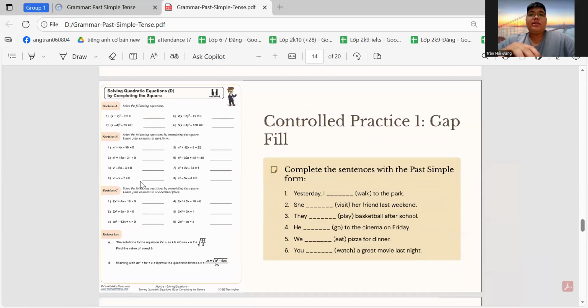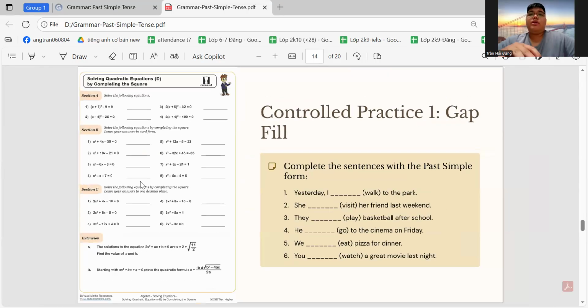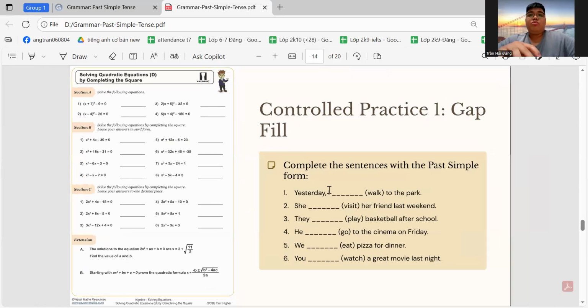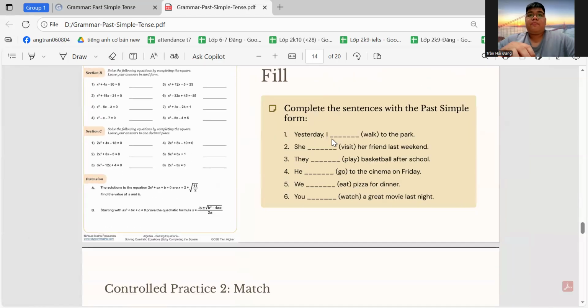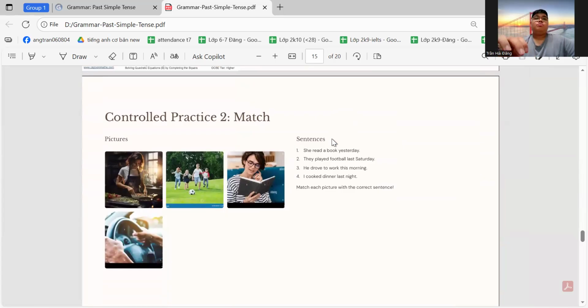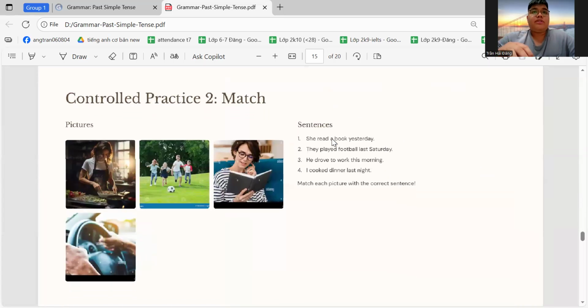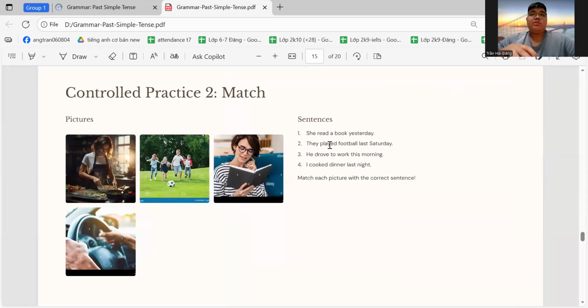Okay, let's do some practice. You will finish the gap filling here. You guys will fill in the blank. You guys will have 6 minutes, 1 minute per sentence. Okay, let's come to controlled practice 2. You guys will match the sentences with pictures. So what will you match?